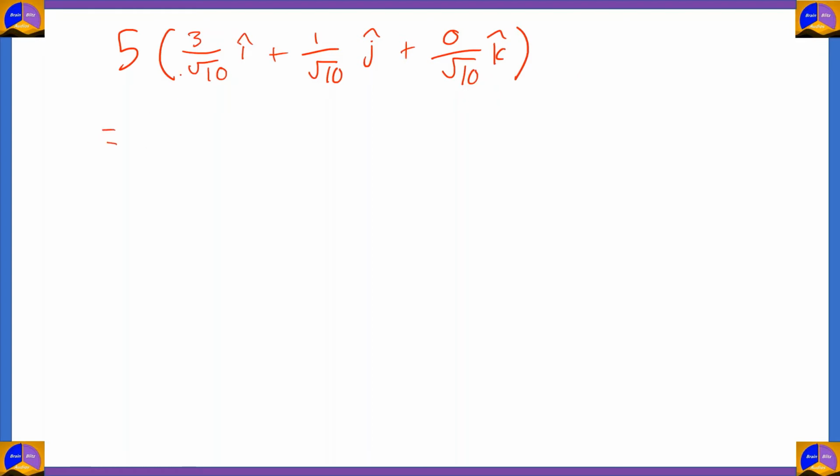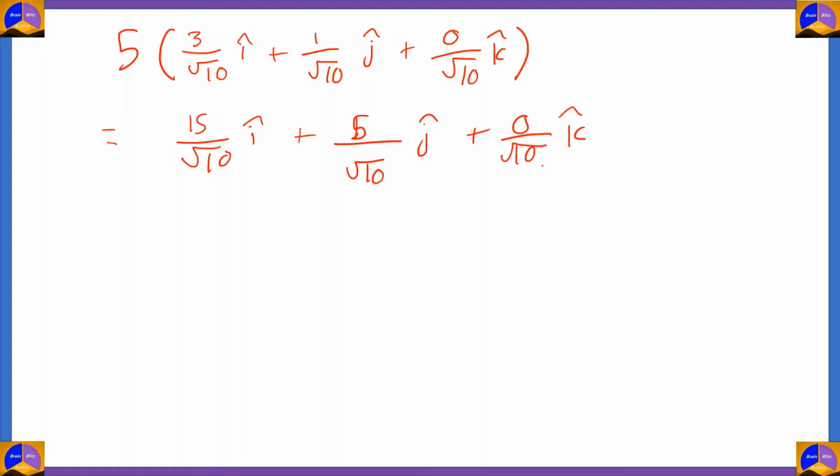And so we can just multiply on all the terms. So we'll get 15 by root 10 i plus 5 by root 10 j plus 0 by root 10 k. Again, 5 times 0 is 0. And so this is the answer to our question to find a vector that is parallel to the resultant of vectors a and b and having magnitude 5 units.